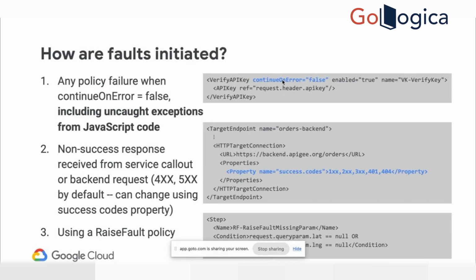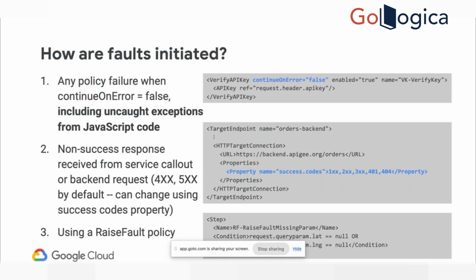Every policy has an attribute called continue on error, and by default it is always false. So when the policy fails and continue on error is false, then obviously APG will go to the fault rule. APG will initiate a fault.